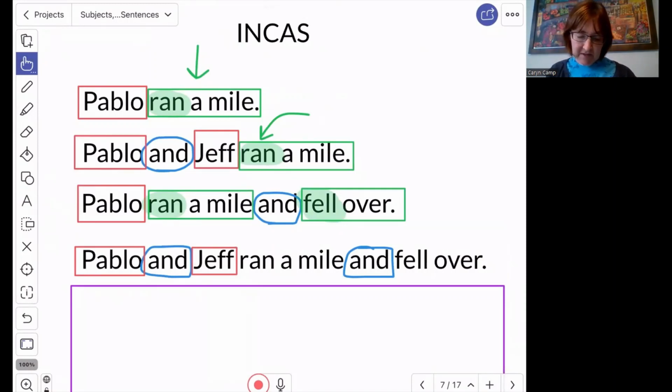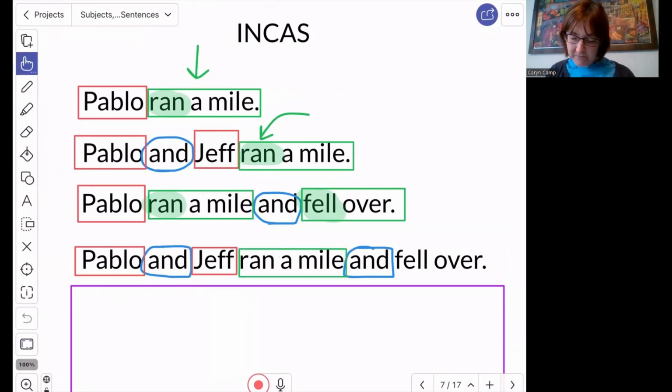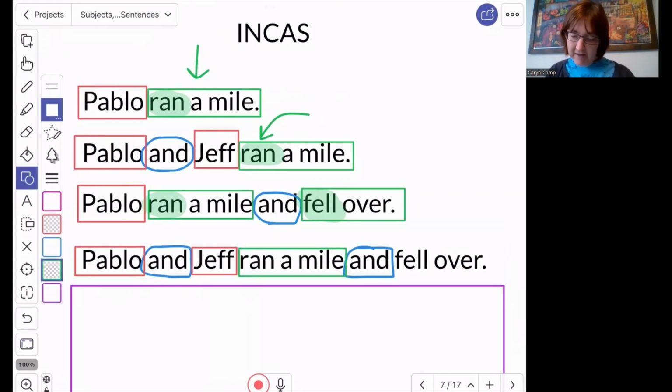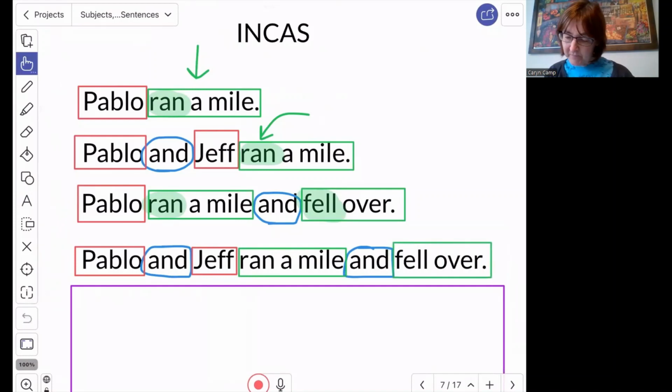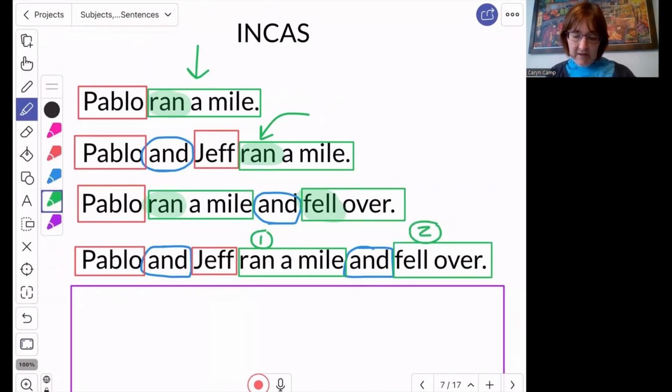So what did Pablo and Jeff do? Well, they did two things. They ran a mile and they fell over. So compound subject over here. See, we have two subjects. Compound predicate over here. See, they ran a mile and fell over. They're doing two things. This is number one and this is number two. And each of those predicates needs to have a simple predicate, which is the verb, ran and fell.